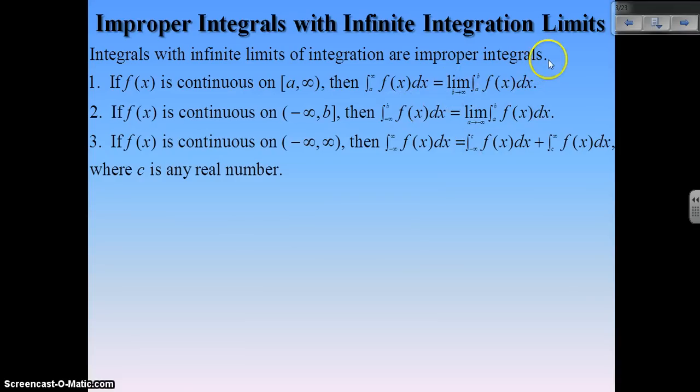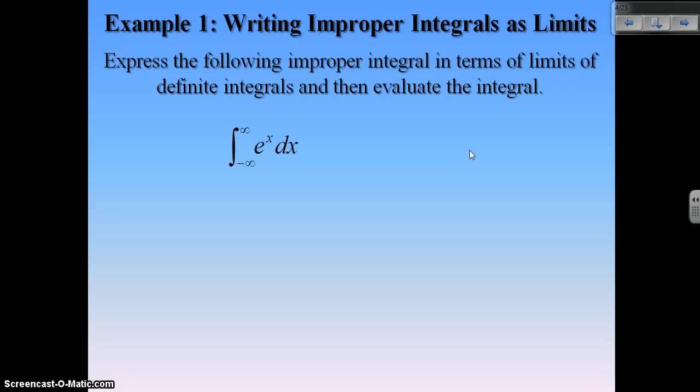We do a substitution. So, for instance, instead of saying a to infinity, I say a to b, and I take the limit as b approaches infinity. Technically, it's the same thing. But limits of integration are defined to be finite things, whether it's a variable or a number. It needs to be finite. So infinite is not finite, so we get around it by incorporating limits. Alright, I'll give you an example.